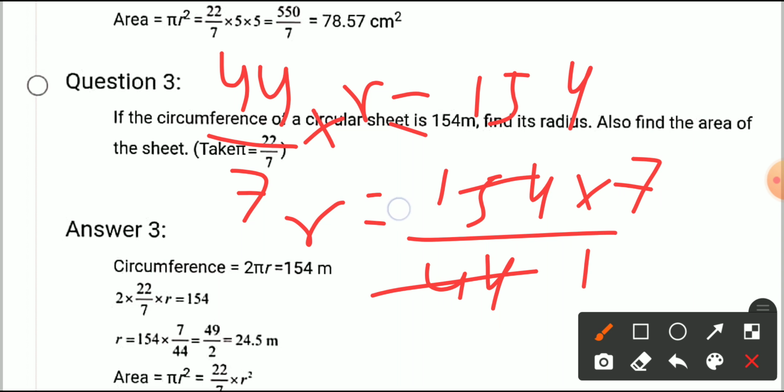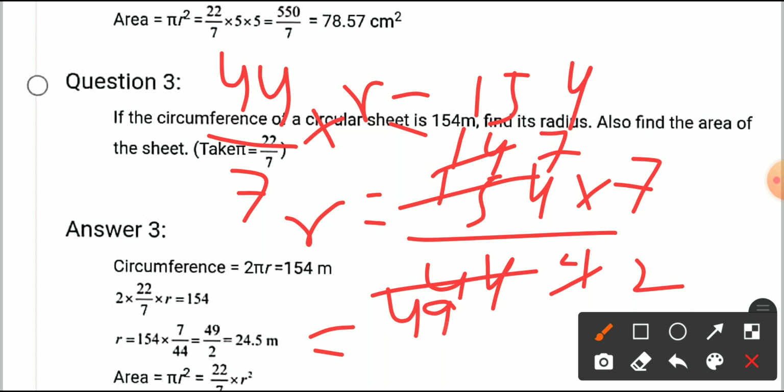11 ones are 11, 11 fours are 44, and 11 fours are 44 here also. 14, and 7, 2 twos are 4 and 2 sevens are 14, which is equal to 49 upon 2, and the half of 49 is what? Sorry, 24.5 is the half of 49.